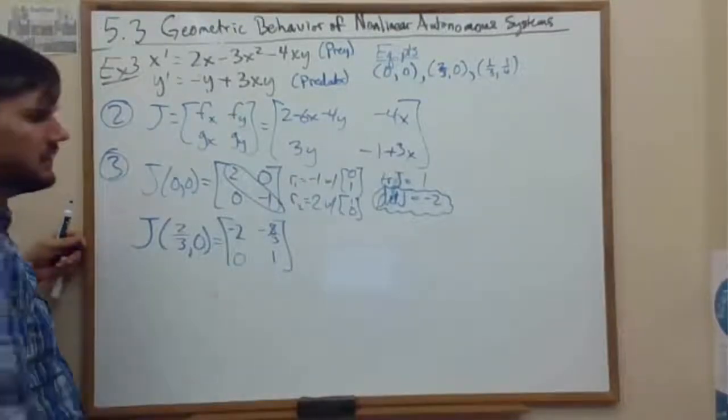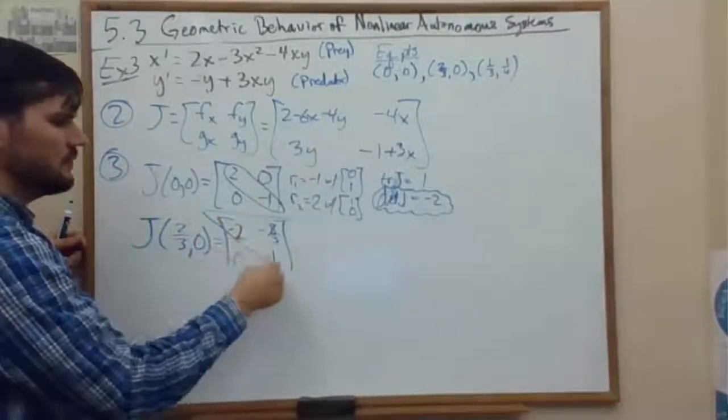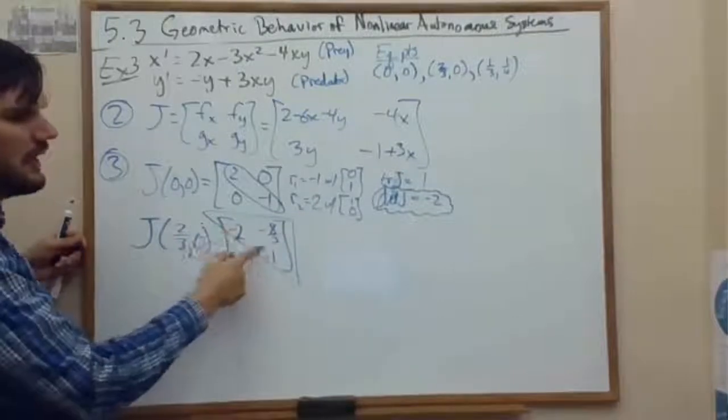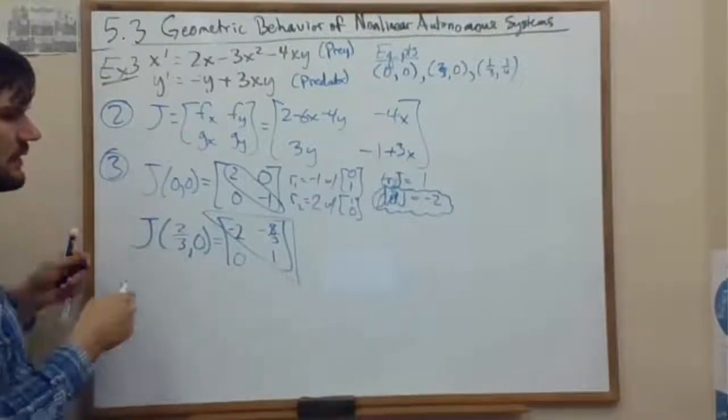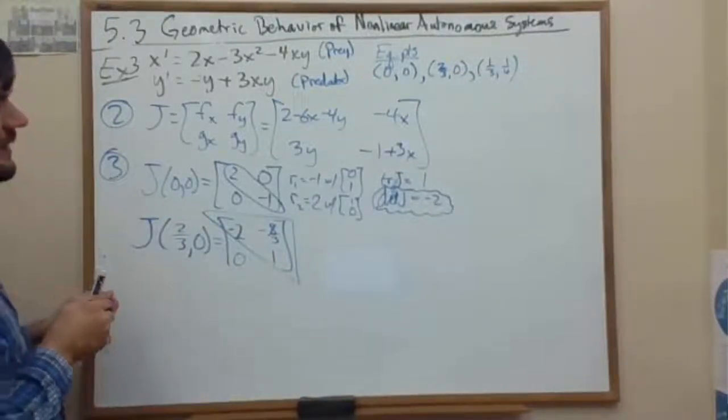Now this one's triangular, which means we know the eigenvalues and we know one of the eigenvectors. And again, we have a saddle.